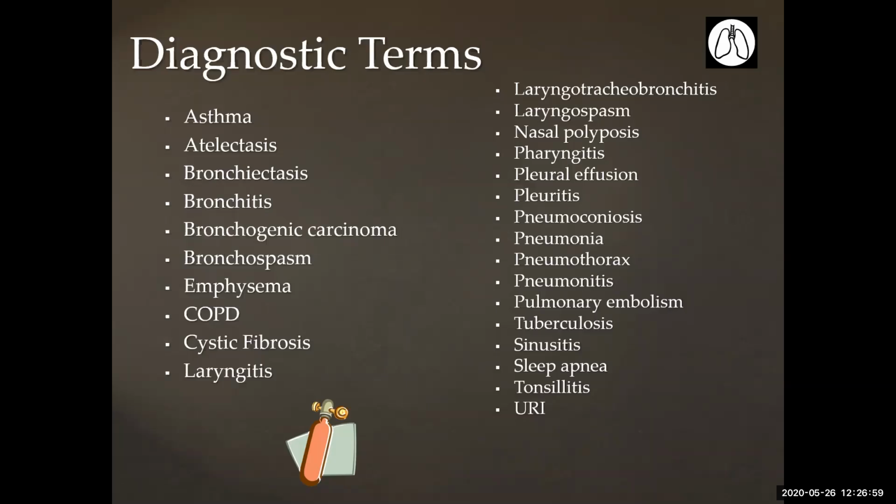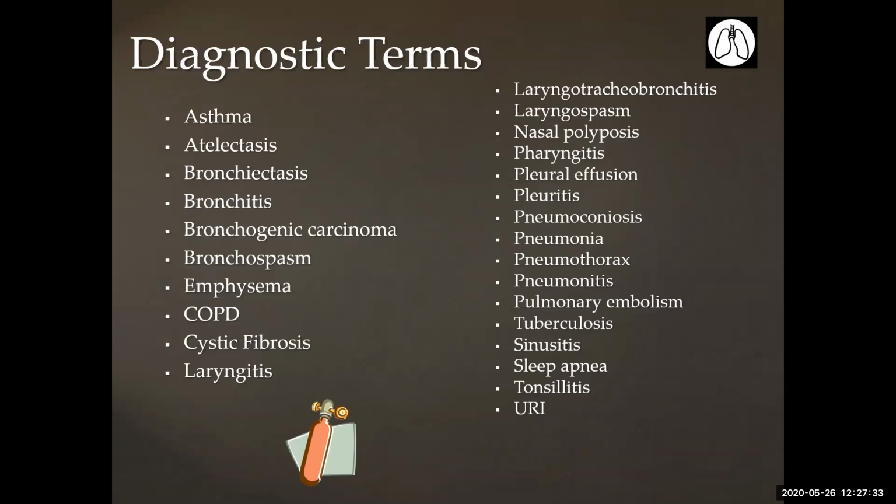Pleural effusion is going to be accumulation of fluid in the pleural cavity, and then pleuritis will be inflammation of the pleura, often called pleurisy. Pneumoconiosis is a chronic restrictive pulmonary disease from prolonged inhalation of fine dust, coal, asbestos, or silicone. And then pneumonia, so we can have several different types of pneumonias. Inflammation of the lung from an infection by bacteria, virus, fungi, or parasite. Chemicals.